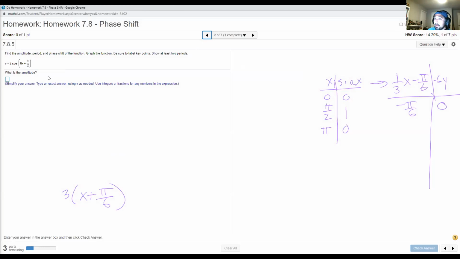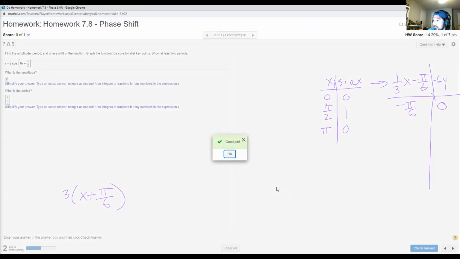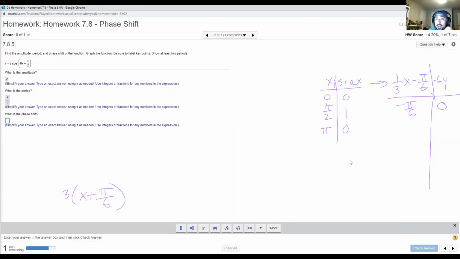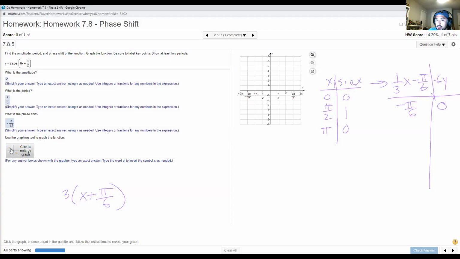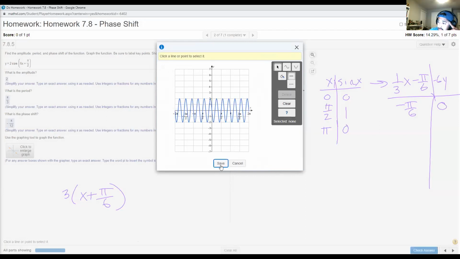Let's try another one. Okay. What is amplitude? 2. What is period? 2 pi over 6 or pi over 3. What is phase shift? Negative pi over 12. Okay, graph it. This is cosine. Plot a point anywhere. My goodness. Amplitude is 2. Period is pi over 3. Vertical shift, no vertical shift. Phase shift is negative pi over 12. And then there's no reflection. So that's done. Save and check.